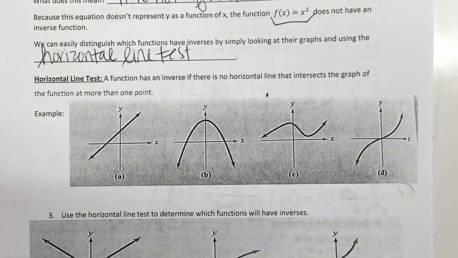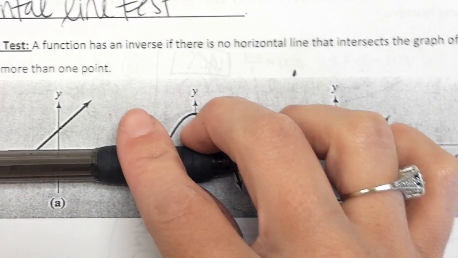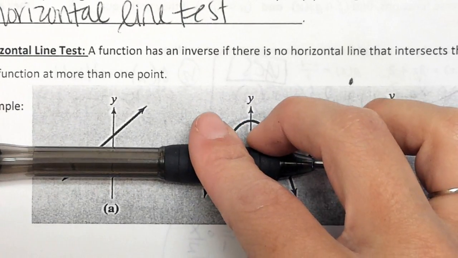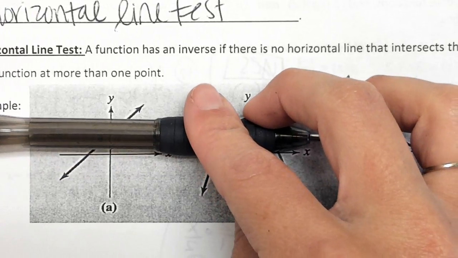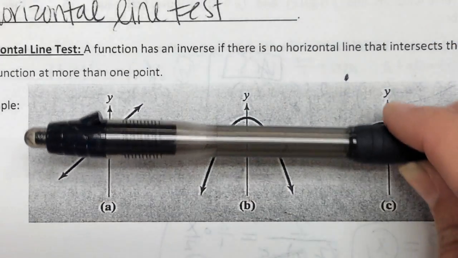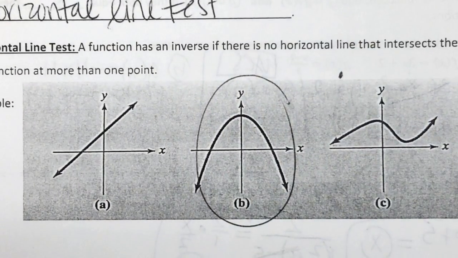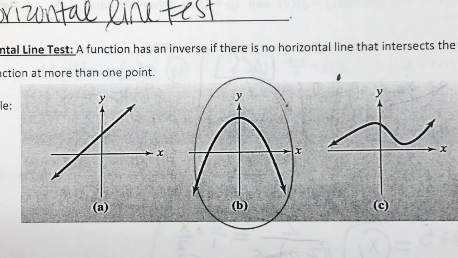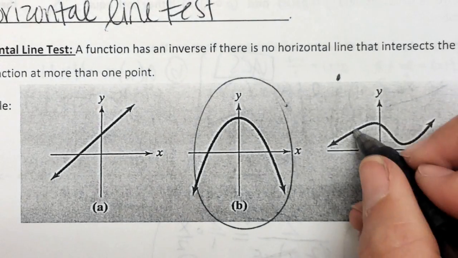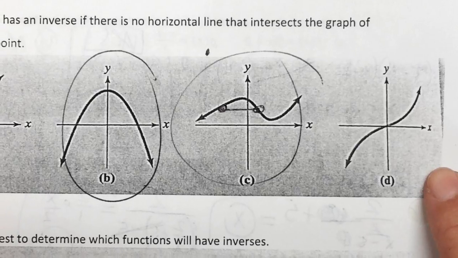So for A, let's just circle the ones that don't have an inverse. Does A have an inverse? Yes. Put your pencil sideways, horizontal, and it doesn't touch it in more than 1 place. So it does have an inverse. Does this one? No. So circle it. Does the next one? No. Correct, because if you do this, it touches in 2 places. And does this one? Yes. Very good.